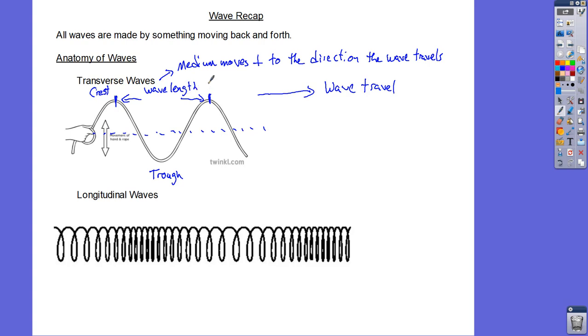And the wavelength is symbolized by a Greek letter. It's a small Greek letter lambda, and lambda looks kind of like an upside down Y. Looks like that. So that's the wavelength. Okay. We also have the amplitude of the wave.